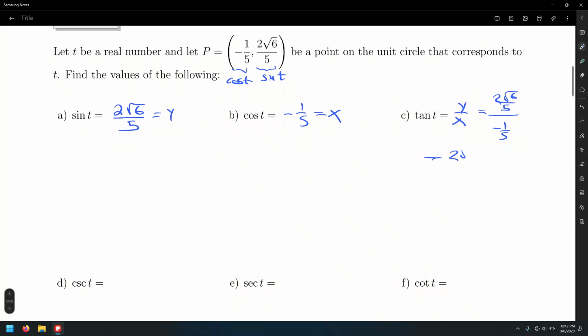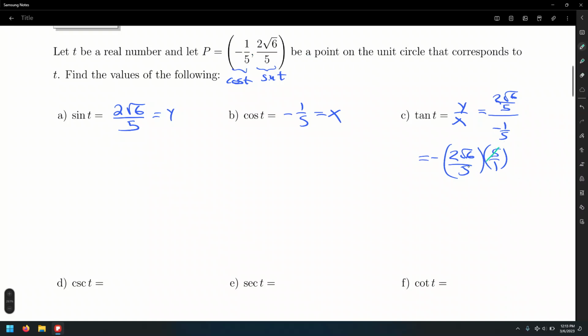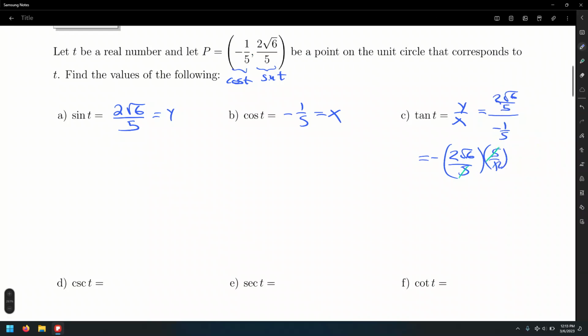So that's 2 root of 6 over 5 times 5 over 1. And where's that negative? Let me put it over here. And simply divide out all the common factors. So tangent of this point will be negative 2 root of 6. So that's the tangent value.